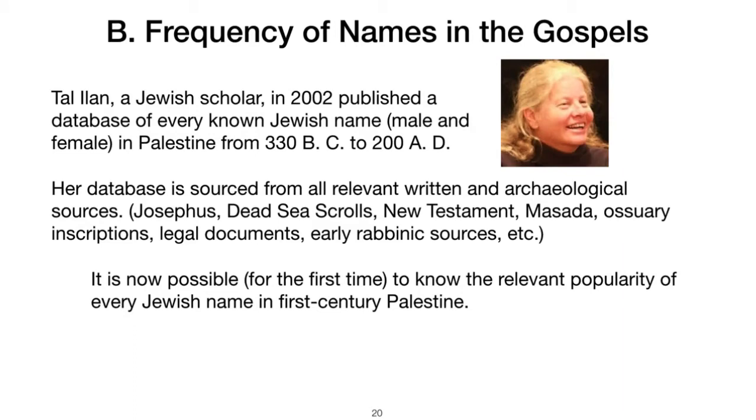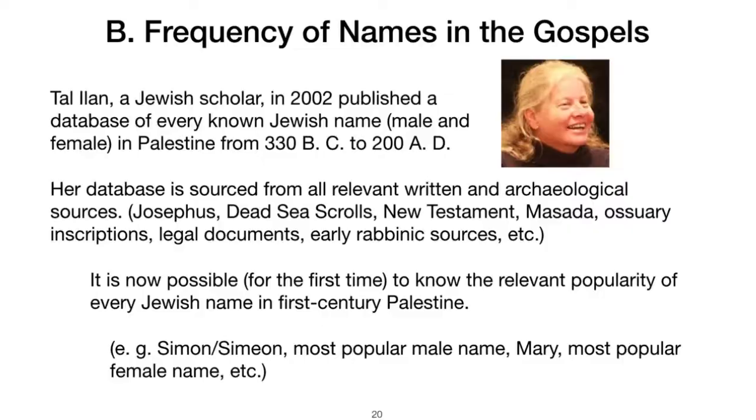So what that means is that now, for the first time in history, we are able to know the relative popularity of every Jewish name in first century Palestine. So we know now which was the most popular male name. We know now which was the second most popular male name. We know now what was the third most popular male name.